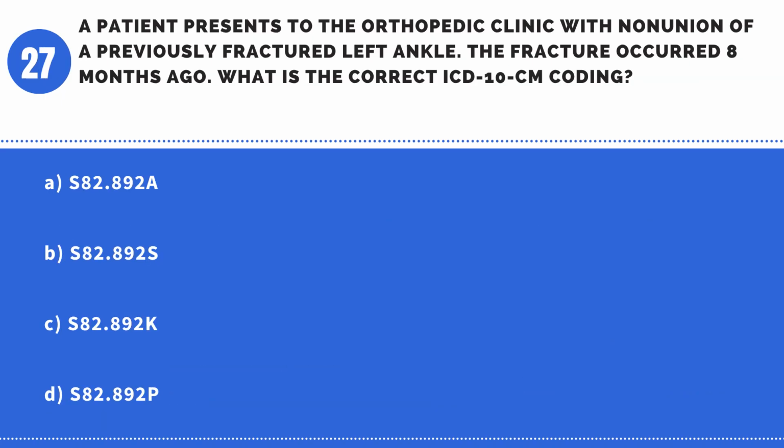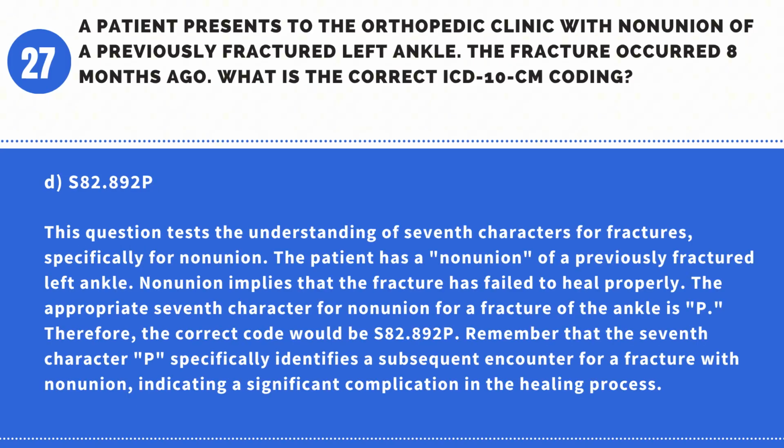Question 27. A patient presents to the orthopedic clinic with nonunion of a previously fractured left ankle. The fracture occurred 8 months ago. What is the correct ICD-10-CM coding? A. S82.892A. B. S82.892S. C. S82.892K. D. S82.892P. Answer D.